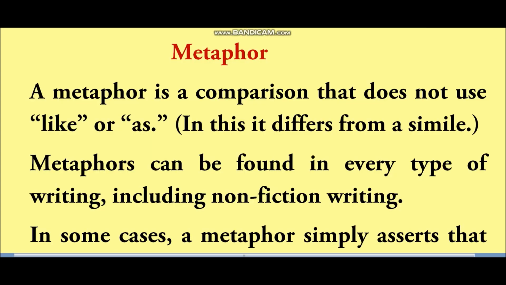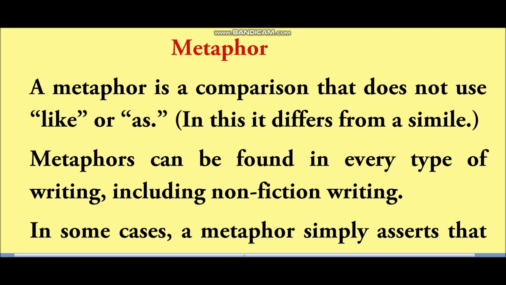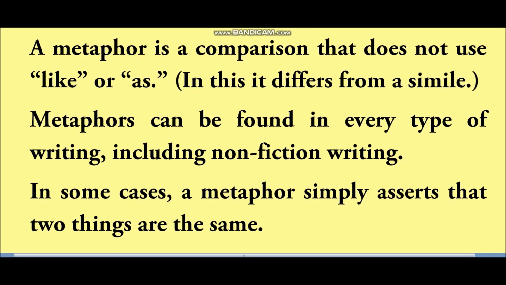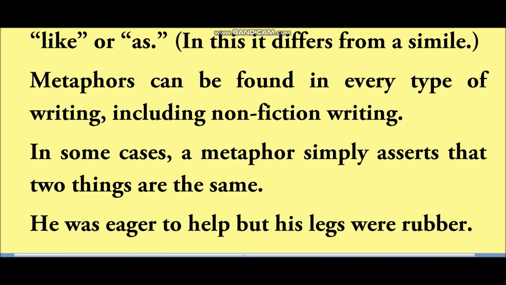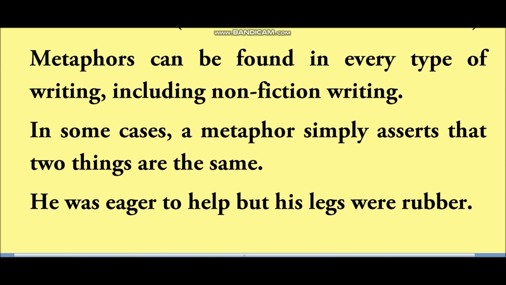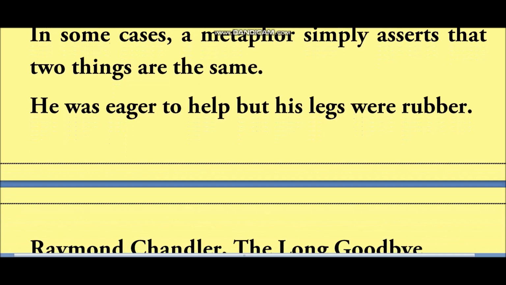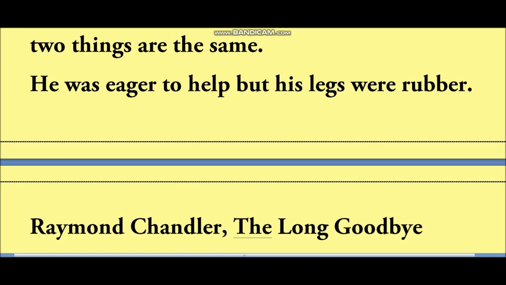Next one is metaphor. A metaphor is a comparison that does not use like or as. Metaphors can be found in every type of writing, including non-fiction writing. In some cases, a metaphor simply asserts that two things are the same. Example, he was eager to help, but his legs were rubber. It is a quote from Raymond Chandler's The Long Goodbye. And here you can see the man's legs were not literally made out of rubber. Chandler is comparing them to rubber because they are bending in every direction.